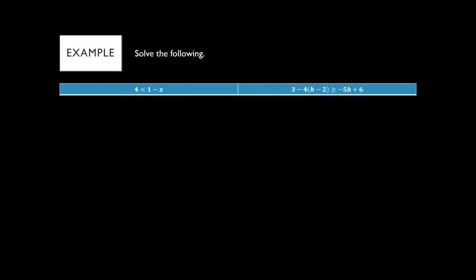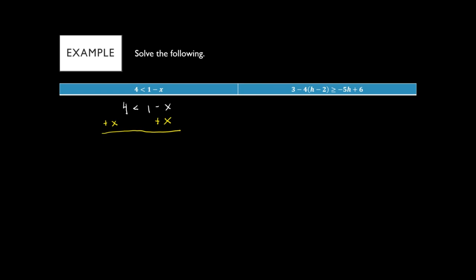The one on the left looks simpler. It looks simple, but there's a little trick here, so that's why I threw that in there. The one on the right obviously is going to include more steps. So on the left here, we've got 4 is less than 1 minus x. I'm going to rewrite this. 4 is less than 1 minus x. Our variable is on the right side, so in order to move it to the left, I need to add x to both sides.